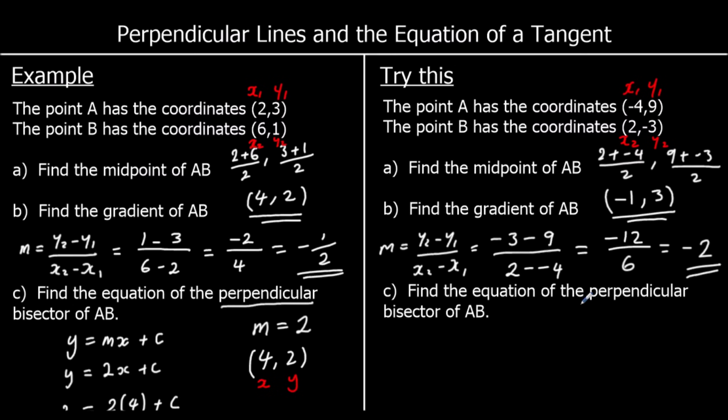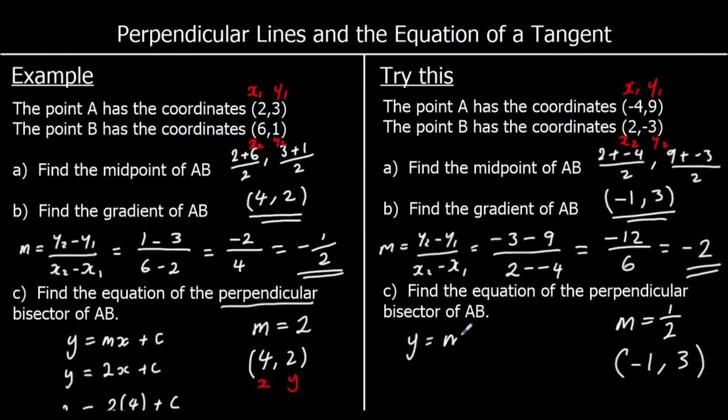Find the equation of a perpendicular bisector. So the perpendicular gradient is going to be the negative reciprocal of -2. It's going to be the number that multiplies by -2 to get -1. It's going to be 1/2. So a half times -2 is -1, or we could say it's the negative reciprocal, flip and minus. And it's going through the midpoint, so it's going through -1, 3.